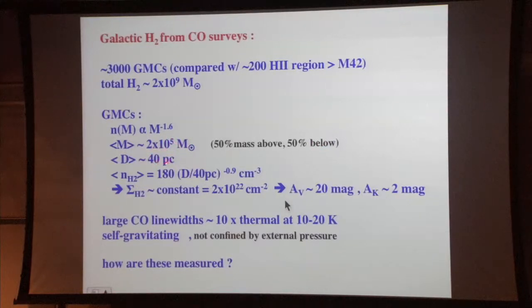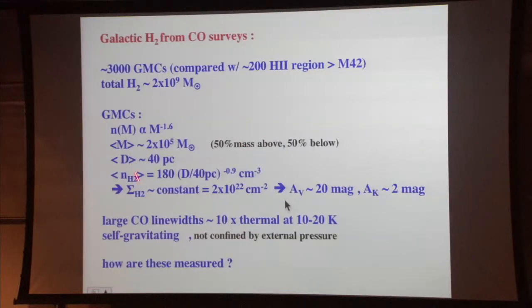The diameter, about 40 parsecs. If you take this mass and diameter, the density is about 180 per cc, mean volume density of molecular hydrogen. It's not to say that the density is uniform within the cloud, but that's the mean density in the cloud. The surface density, taking this number times this number, is about 2 times 10^22 per square centimeter, about 20 magnitudes of visual extinction, or K-band extinction about 2 magnitudes.